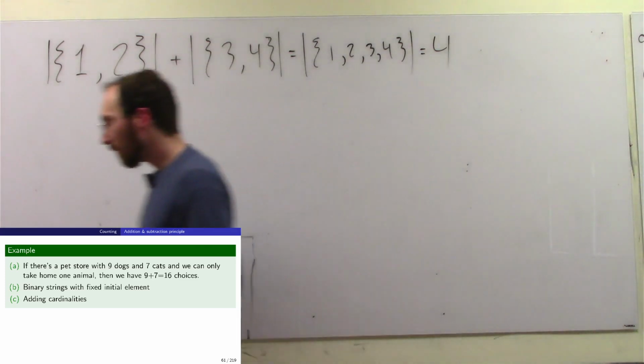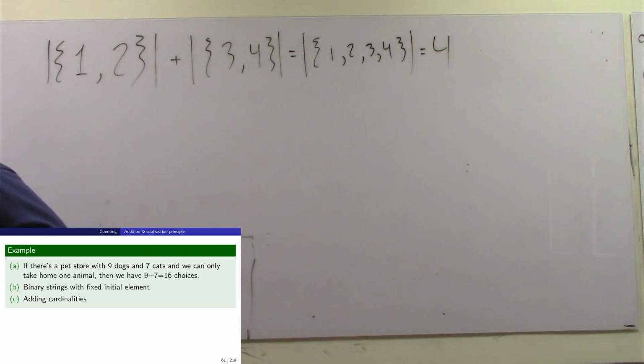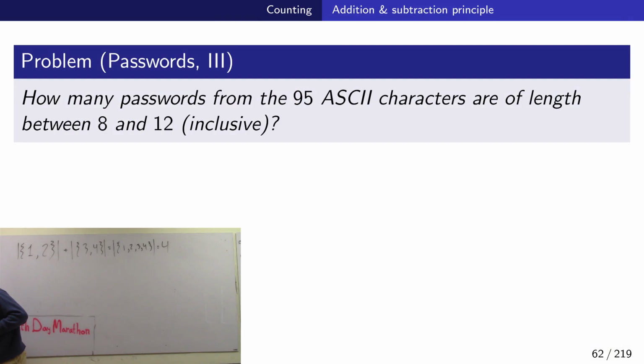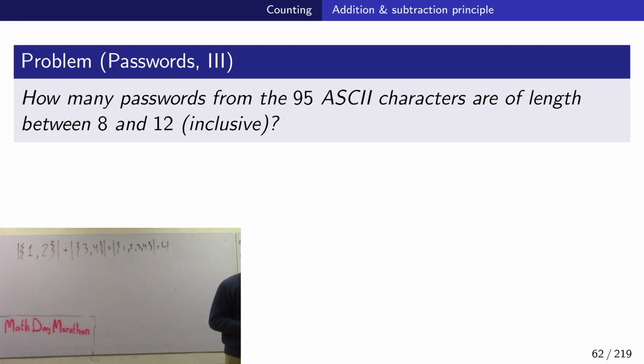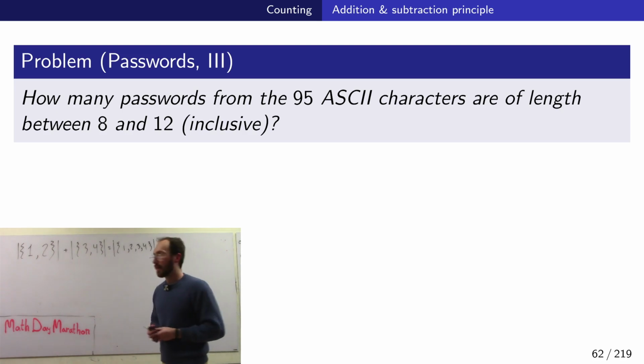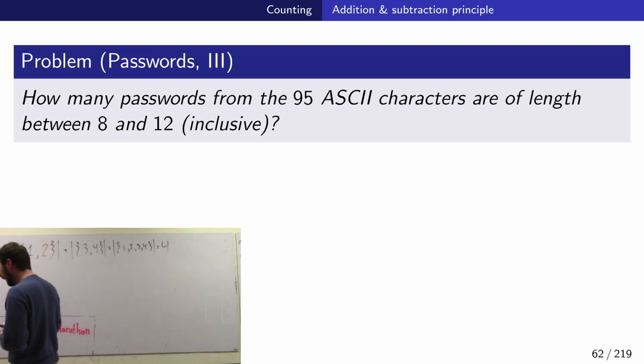Okay, so with those examples out of the way, let's look at ASCII codes again. Okay, so now we want to ask, well, how many passwords can we build that are between lengths 8 and 12? And let me just pause for some water.